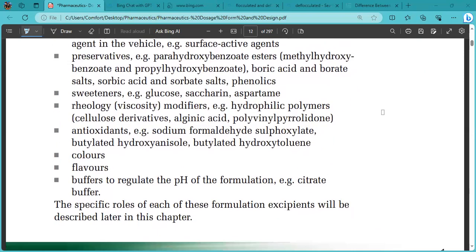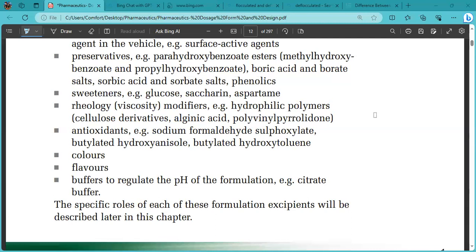Then you have preservatives. Preservatives are usually substances that inhibit bacterial growth in one way or another. Because you are dissolving your therapeutic agent in water, and water provides life essentially, it supports the growth of bacteria. You want to prevent the growth of bacteria in your oral solution, your oral preparation. So that's why we add preservatives.